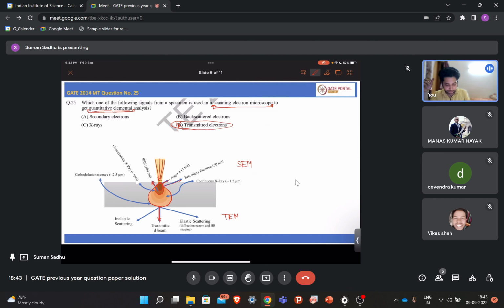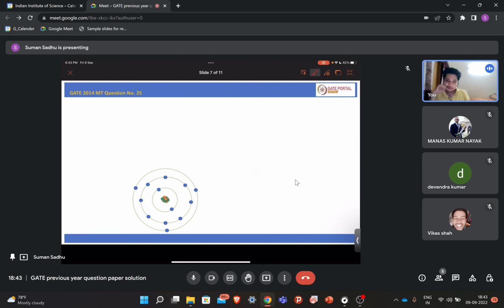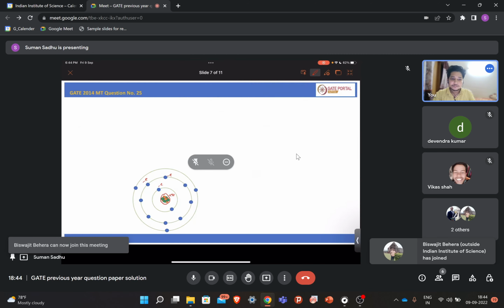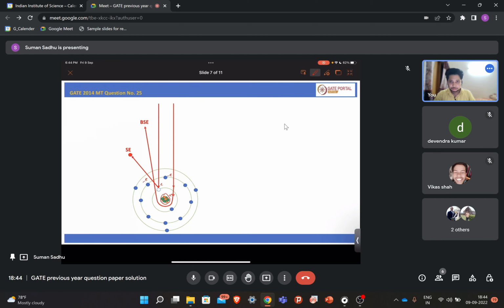Now let us go to the atomic level. Let's say this is your atom, this is the nucleus which is positively charged, and these are the electrons. Now if the beam electron is coming, two kinds of things can happen. One is elastic scattering and another is inelastic scattering. What is elastic scattering, do you know? Anyone?